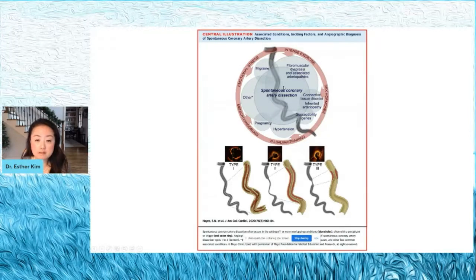So if we look at the associated conditions and inciting factors, we have SCAD in the middle, and I think most people are familiar with Venn diagrams. We see that fibromuscular dysplasia and associated arteriopathies have significant overlap with SCAD. But there are other entities such as connective tissue disorders and inherited arteriopathy, such as Marfan syndrome or vascular EDS. There is also overlap with hypertension in patients with SCAD, significantly more hypertension and FMD. So this Venn diagram probably should include much more FMD here.